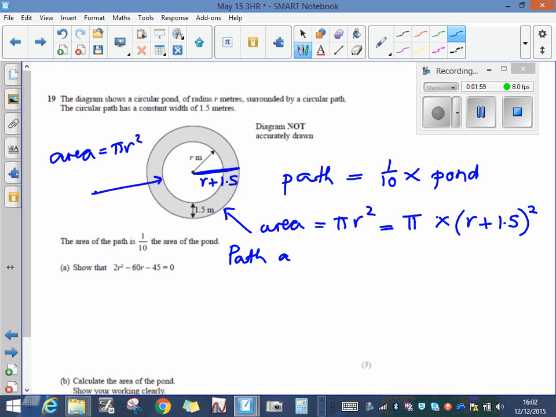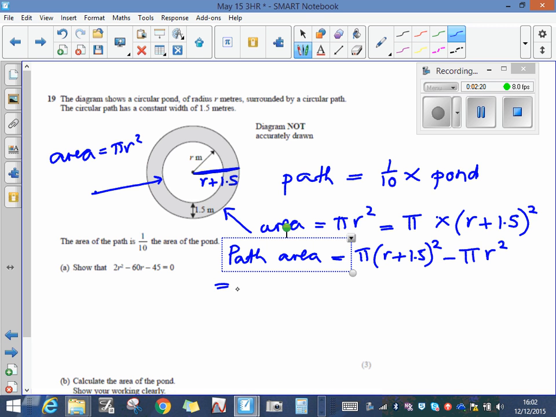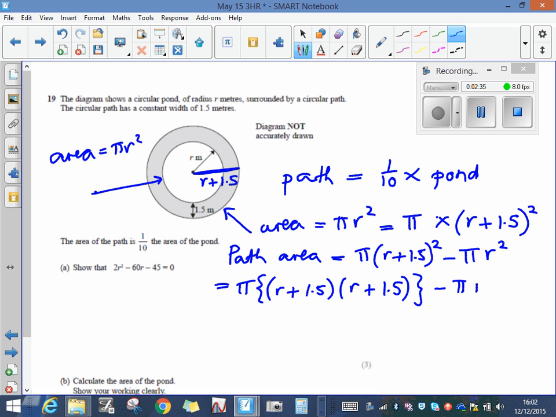Now that means that the path area is the area of the outside circle, well, that's pi times (r plus 1.5) squared, take away the area of the inner circle, which is pi r squared. Now I'm going to go on and simplify that. To work out pi times (r plus 1.5) squared, I've got to multiply out (r plus 1.5) by another (r plus 1.5). Okay, I'll come back to that in a second, and that's minus pi r squared.